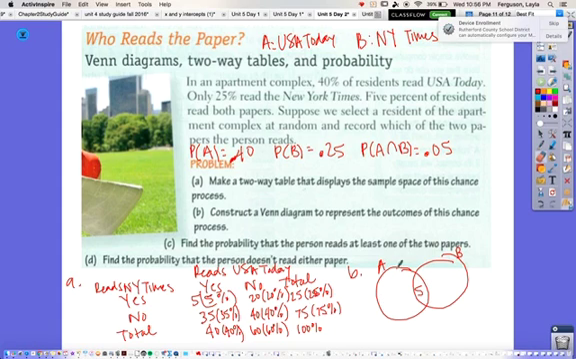Now I know that the probability of A is 40. And so because in the middle I have 5, that means that A must be 35. And for my B, I know that my B is 25 or 0.25. And so if in the middle I have 5, then that means that B by itself has to be 20.